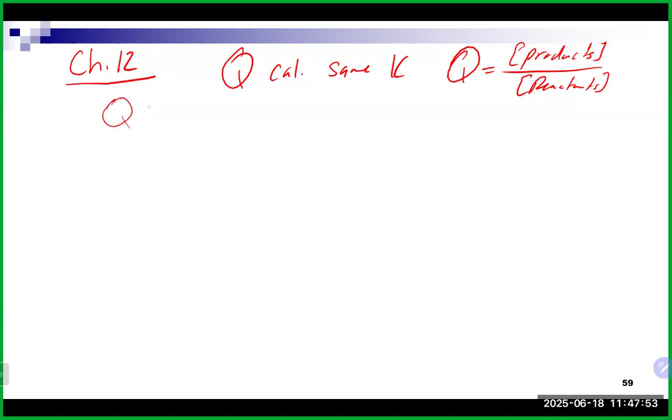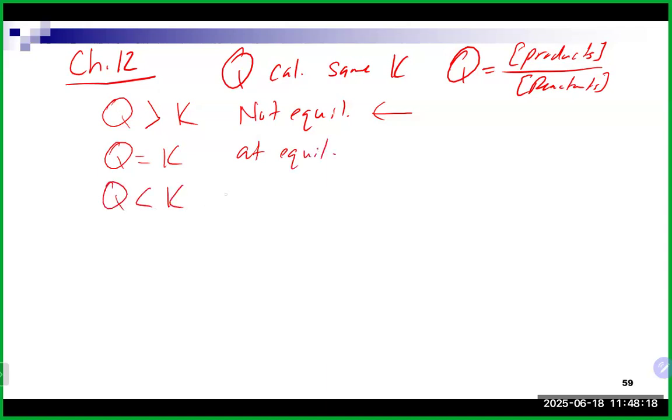If Q is greater than K, it first means that you are not at equilibrium. In order to reach equilibrium, you will need to make more reactants. It needs to head in that direction. If you calculate Q and it does equal K, then you are actually at equilibrium at that point. If you calculate Q and it's less than K, you again are not at equilibrium, and you need to head towards the product side to reach equilibrium.